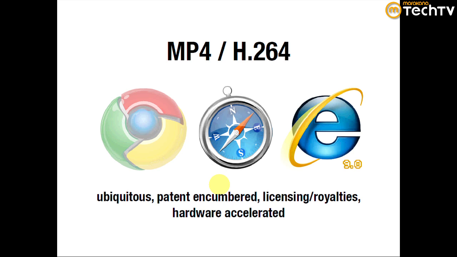Okay, then there is H.264. H.264 is the name of the video codec. You often see this bagged up in a container with the file extension MP4. And this is ubiquitous. If you have a consumer video camera, it probably records to H.264. The trouble is that it's patent encumbered. There are licensing and royalties payable on it.